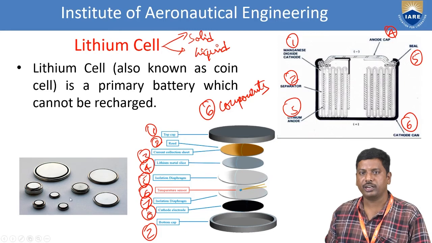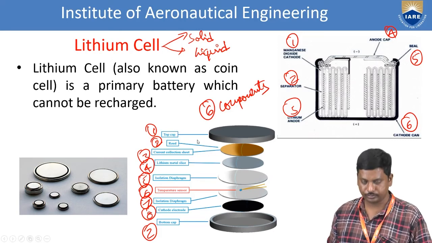These lithium cells appear as coin type batteries, and the main circuit diagram of the lithium cell contains 6 components. The first is the manganese dioxide cathode, the second is the separator, the third is the lithium anode, the fourth is the anode cap, the fifth is the seal to protect from the outside environment, and the final one is the cathodic can. These are the 6 main circuit diagram components, and the coin lithium cell contains a total of 9 components, of which the temperature sensor is very important.